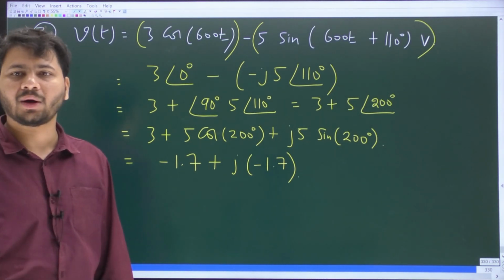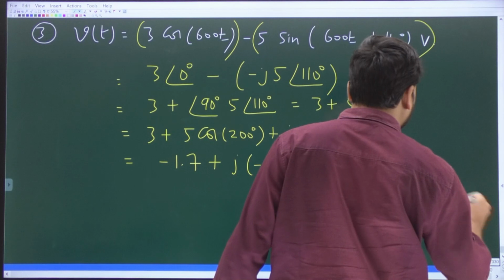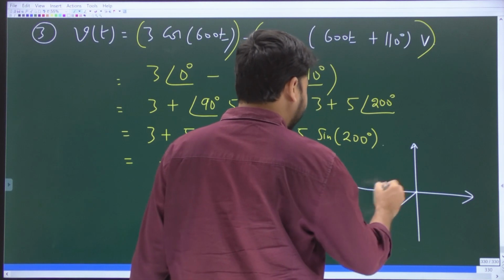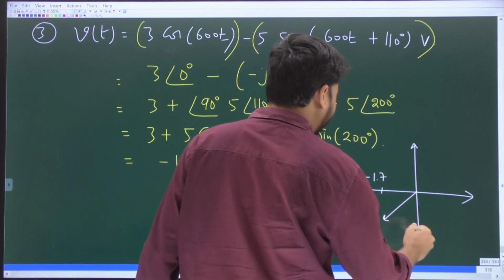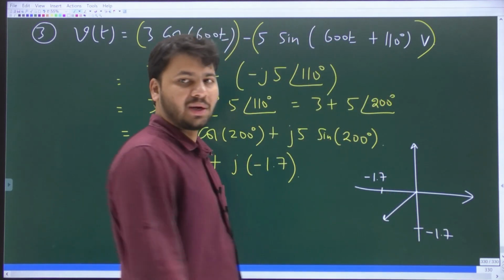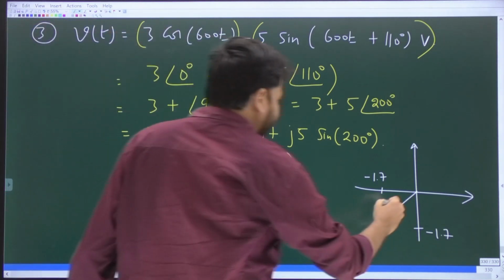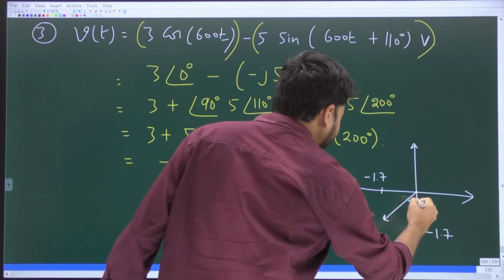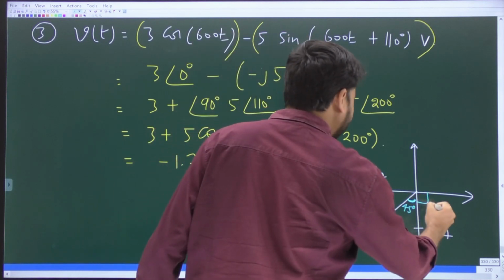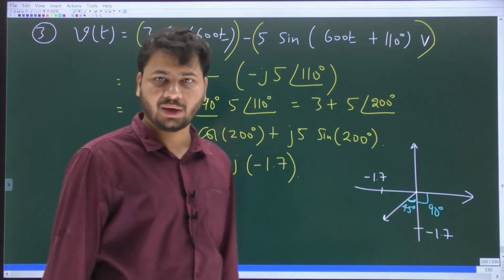Real part negative, imaginary part negative. The phasor would lie in which quadrant? It would lie in third quadrant. Okay. So if this is the complex plane, the phasor would be like this. So this is the real part, which is minus 1.7. This is the imaginary part, which is also minus 1.7. Because real and imaginary parts are equal in magnitude, you would expect that this angle, what is this angle going to be? Will it not be 45 degrees? This angle anyway is 90 degrees.